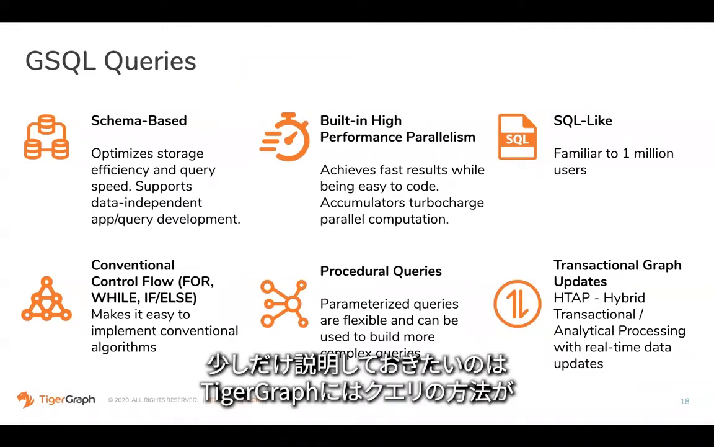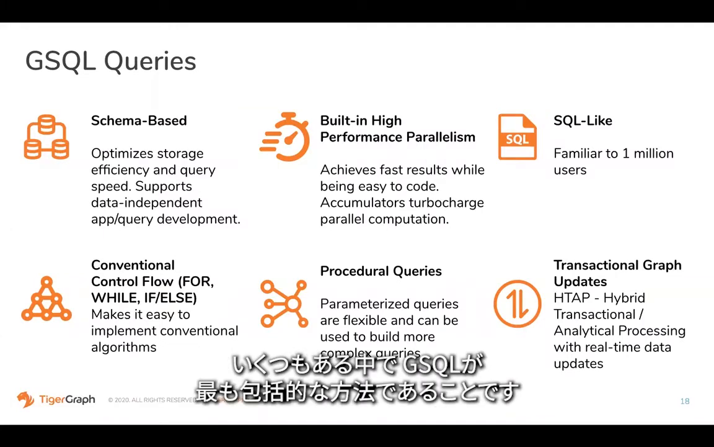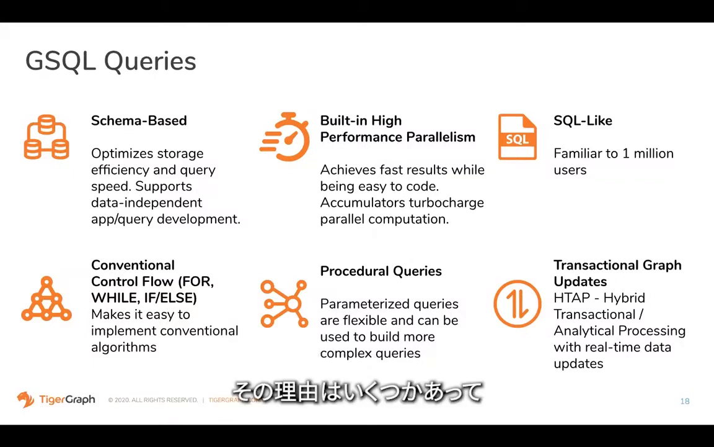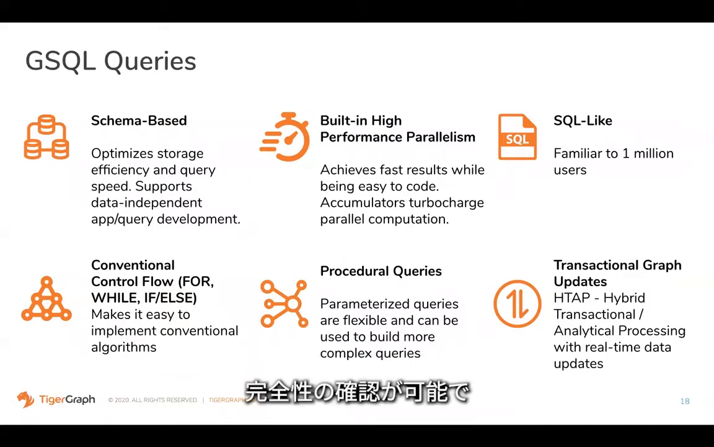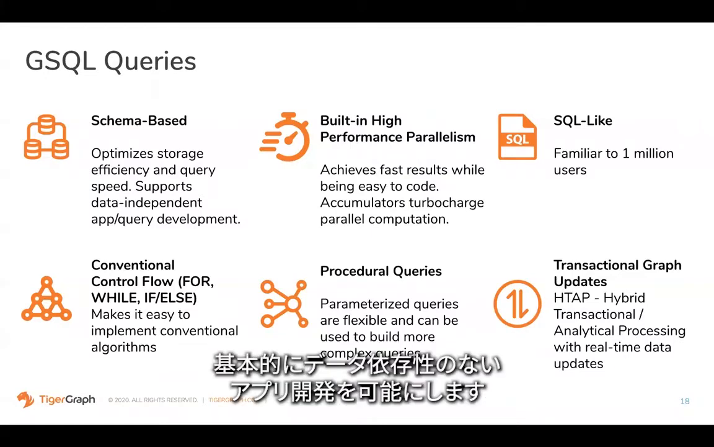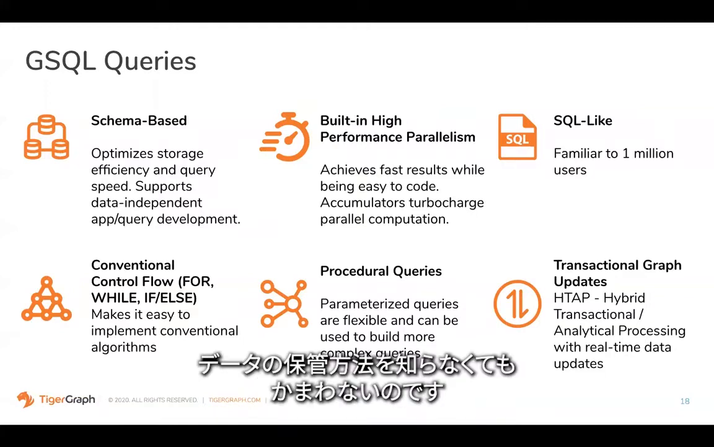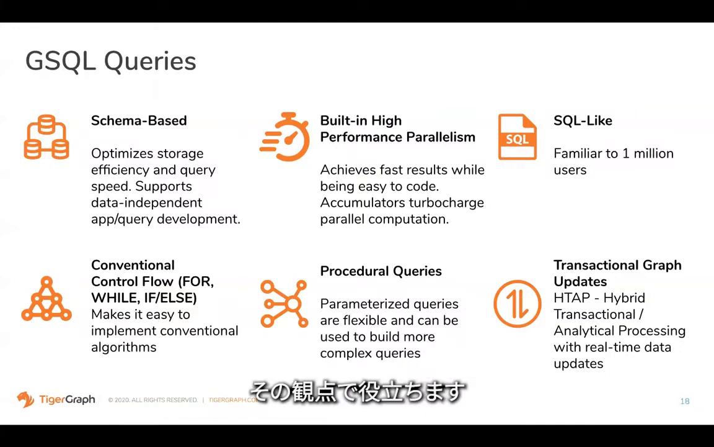One thing I want to spend a minute on is, I know there are multiple ways to query data from TigerGraph, but GSQL is the most comprehensive one. There are a number of reasons for that. One, GSQL is a schema-based query language. It allows you to have integrity checking. It allows you to make your app development data independent. You don't have to have knowledge of how the data is stored. So it helps from that perspective.